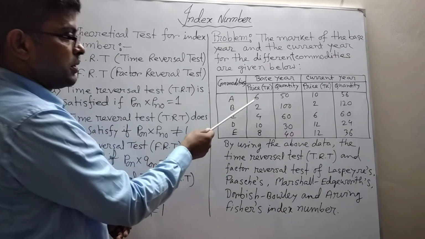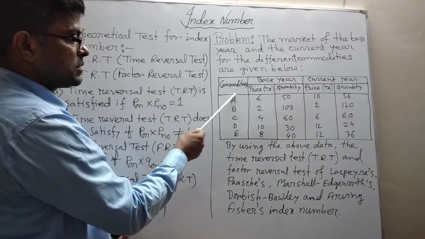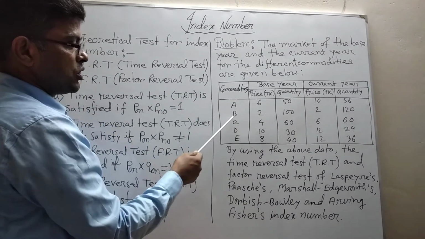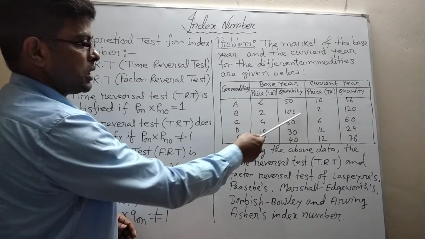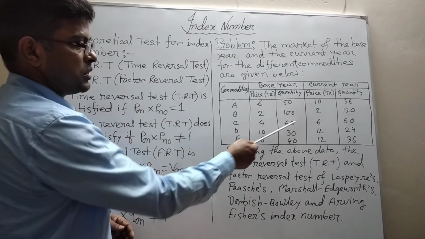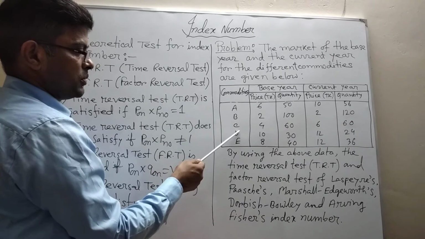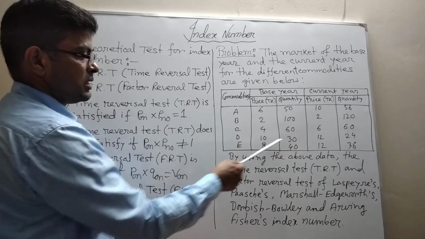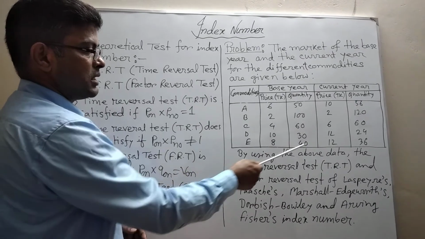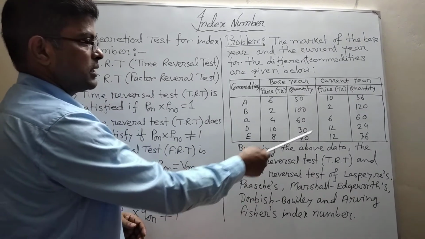Base year: commodity A price 6 and quantity 50. Commodity B price 2, quantity 100. Commodity C price 4, quantity 60. Commodity D price 10, quantity 30. Commodity E price 8, quantity 40.